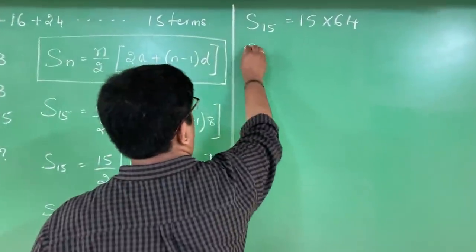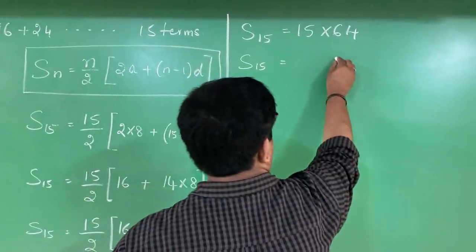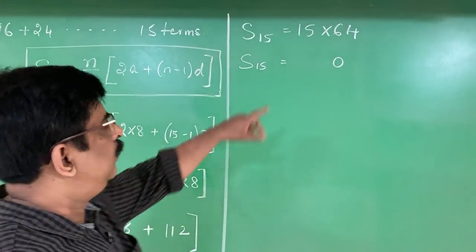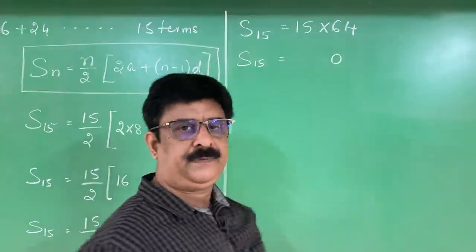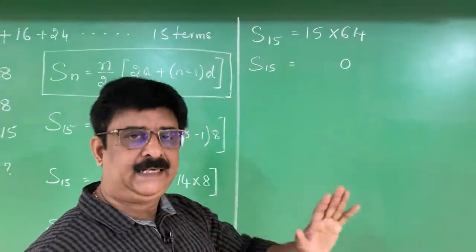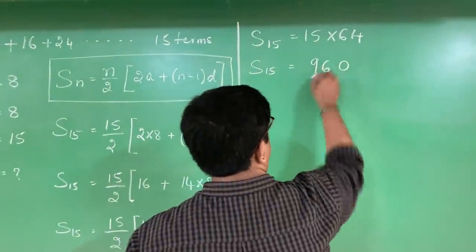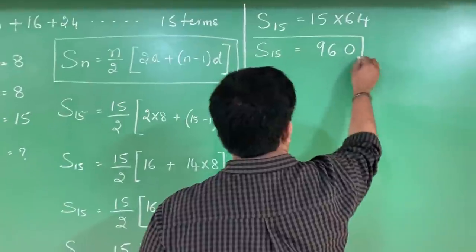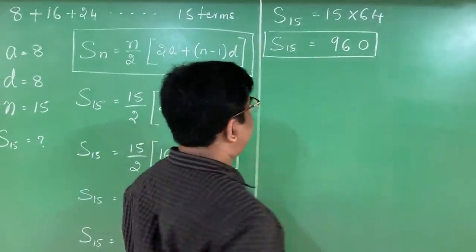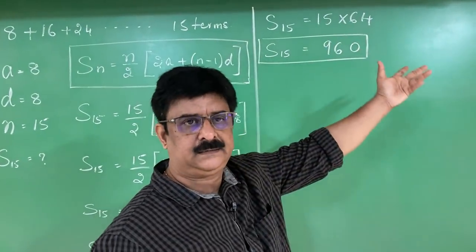Tell me, 15 4s are 60. 15 6s, that will add up: 15 6s are 90. 90 plus 6 is 96. Therefore, the answer should be 960. 15 4s are 60, then 90 plus 6 is 96, so 960.